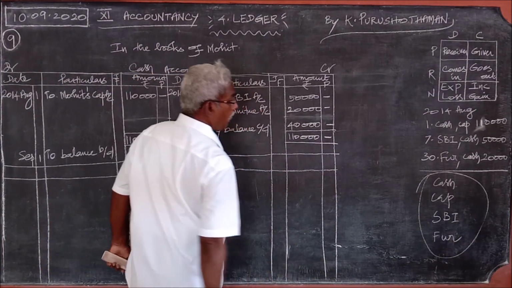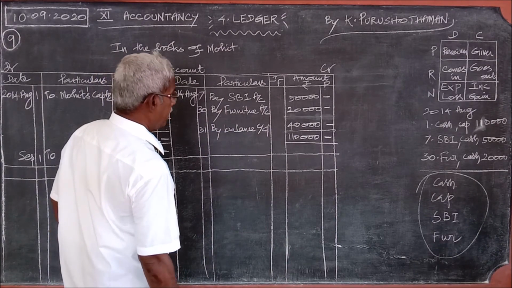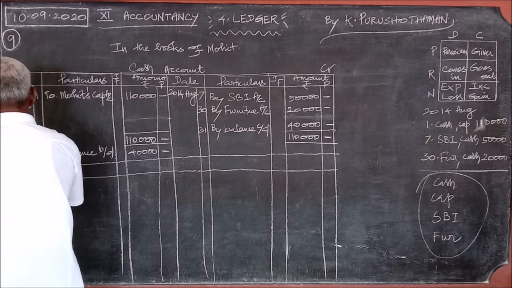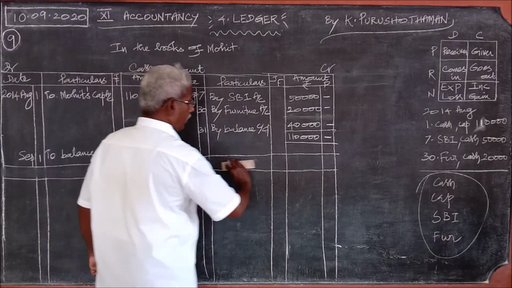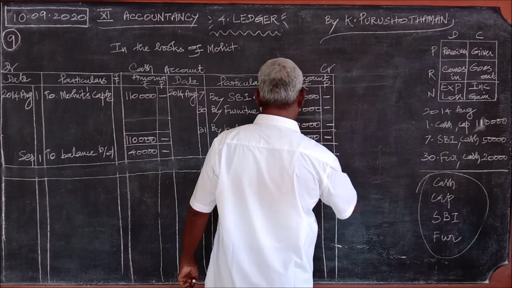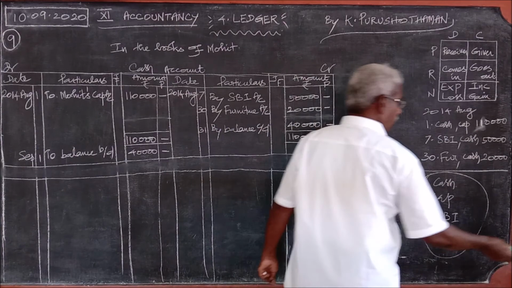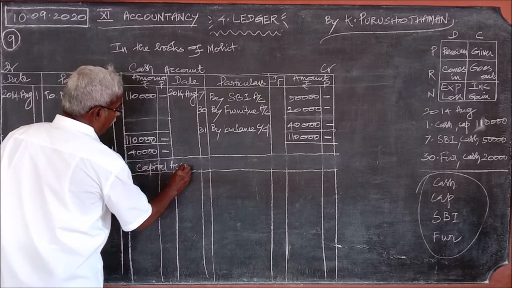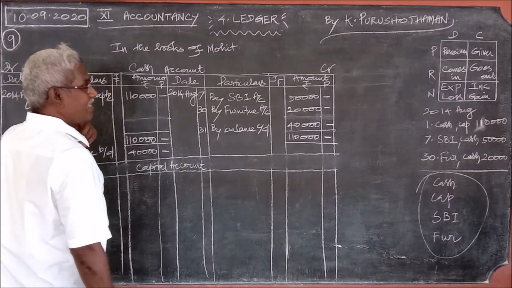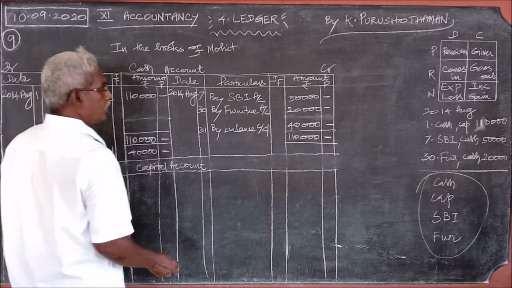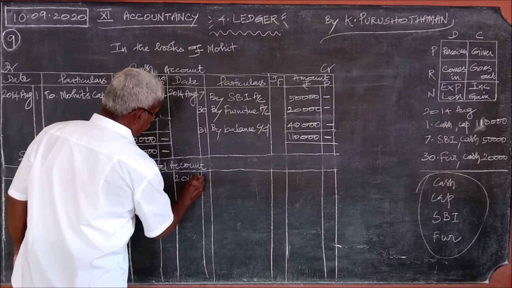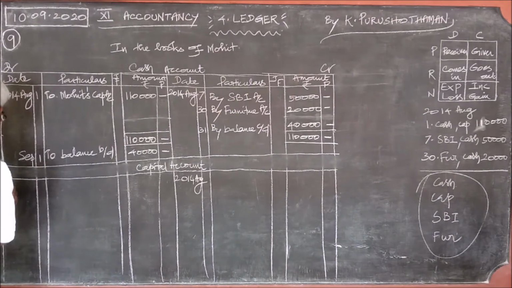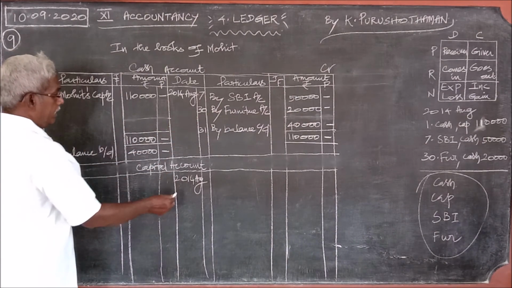The next ledger will be the capital account. Next ledger is for capital account. Where does the capital account appear? On the credit side. So we can write on the credit side. 2014 August, on the first. Capital appears on the credit side on first.